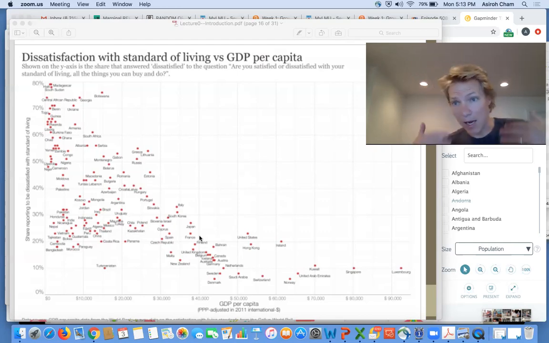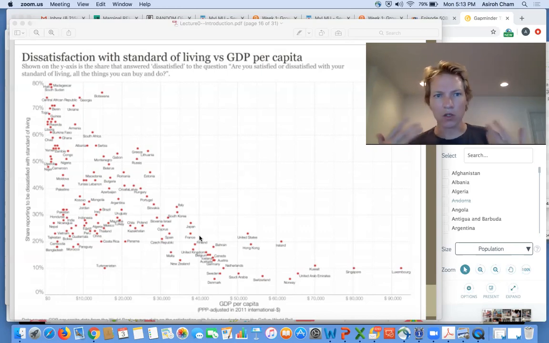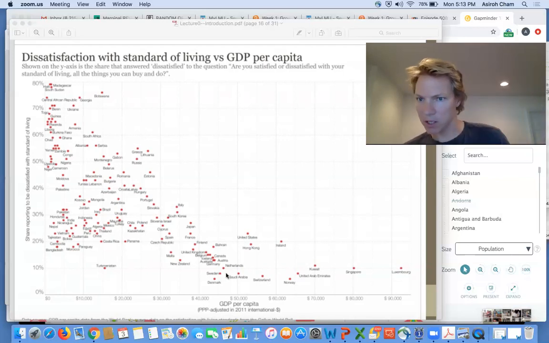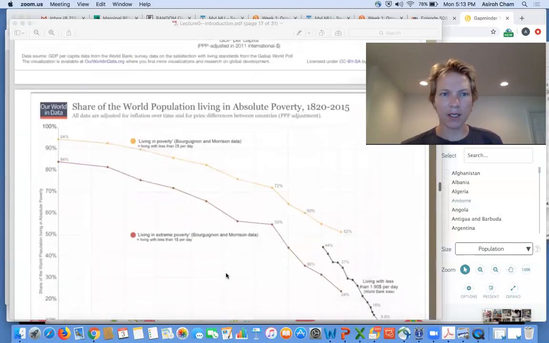So again, as the world's gotten richer, that's what's happened over the past 200 years. It's reasonable to conclude that people have become more satisfied with their standard of living. And although I don't have it here, there's actually a correlation between happiness and GDP per capita as well. Okay, so people are becoming more satisfied as that GDP has skyrocketed since 1800.